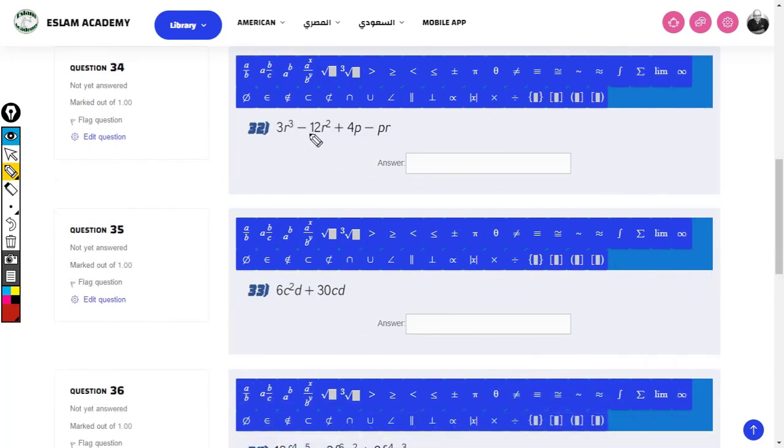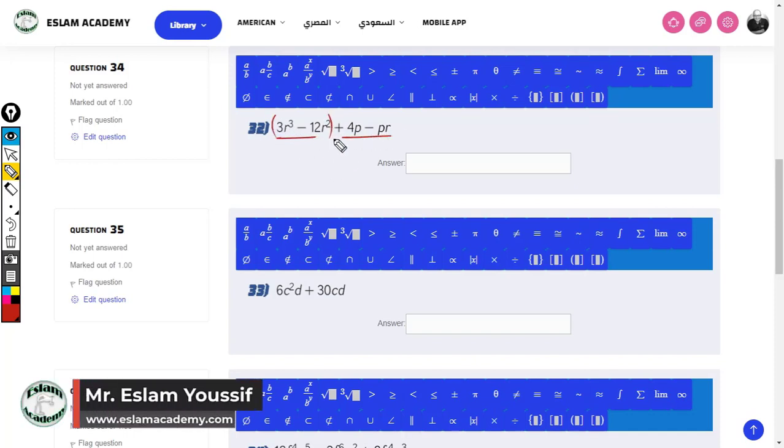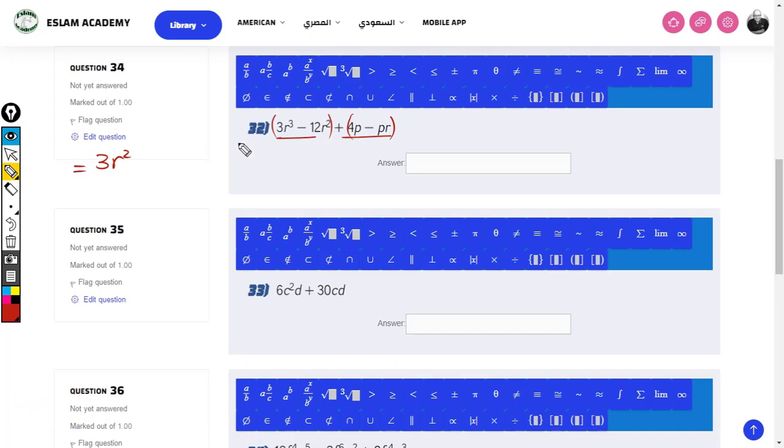3r power 3 minus 12r power 2 plus 4p minus pr. Now we have, that's the first group, and that will be the second group. You will find that the common factor of the first group is 3r to the power 2. So 3 and 12 are divisible by 3. And we have r power 3, r power 2. The smallest power here will be r power 2. That will be the common factor. The sign between the two groups is positive.